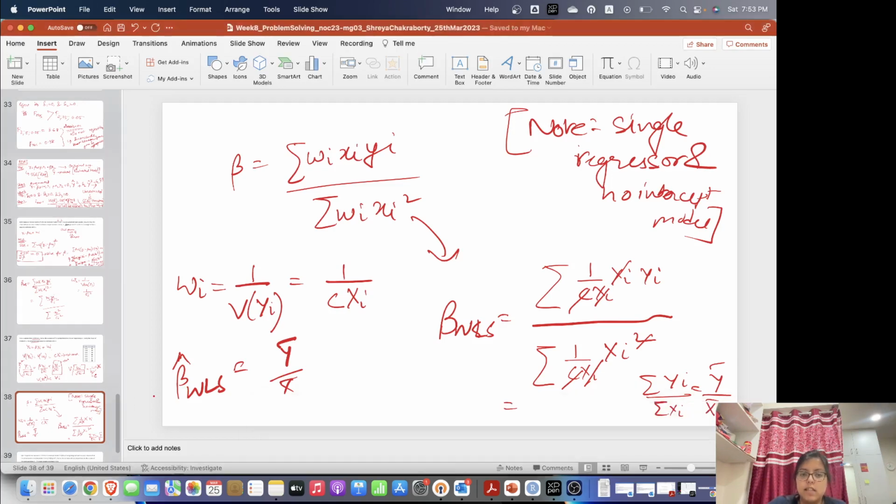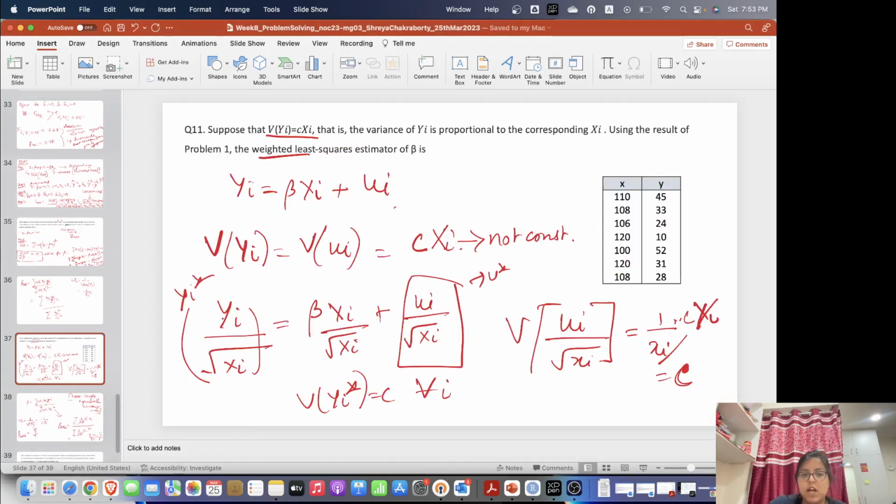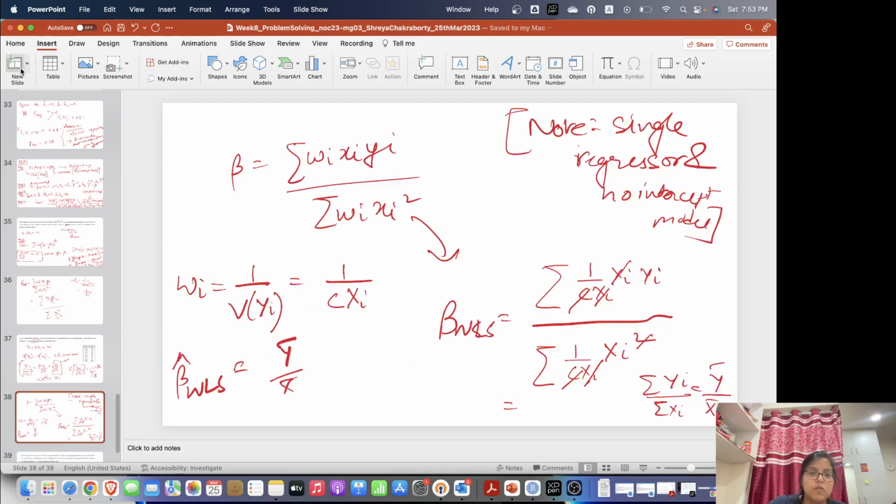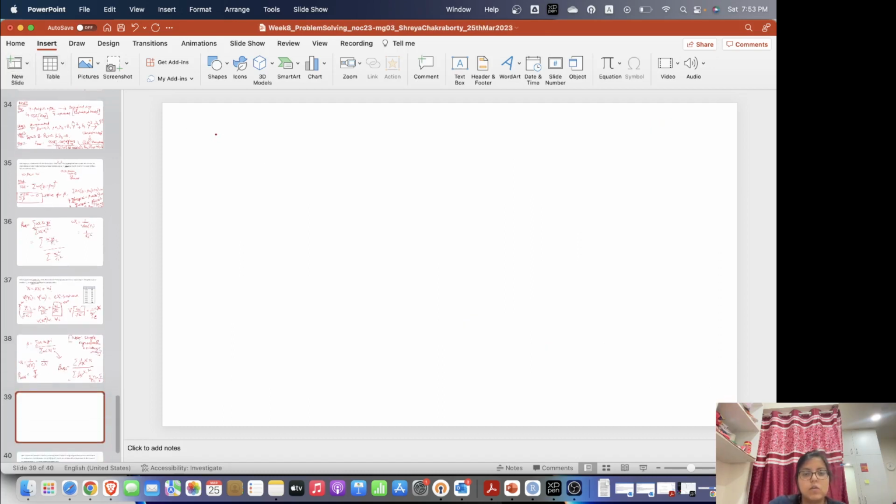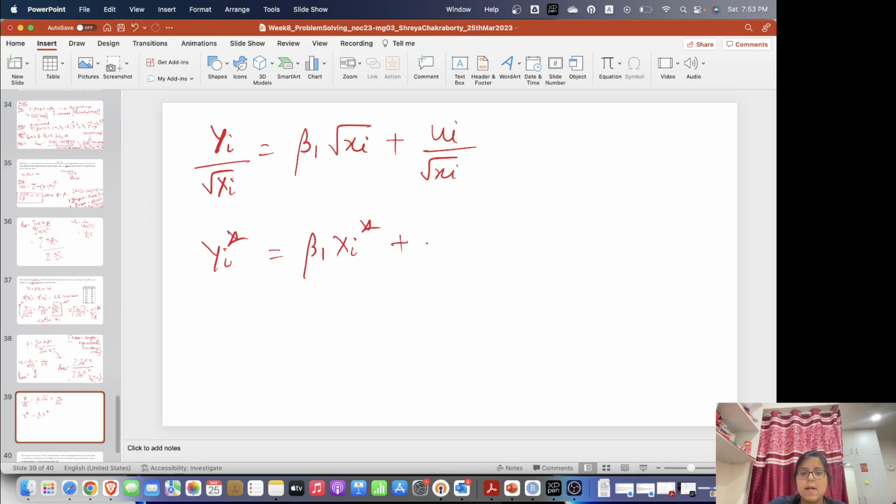Is it okay? This is one way out, or the other way is we transform the variables and then calculate from there. If we go that way also, I'm going to show you what is going to happen. So we have yi by root xi equals beta 1 root xi plus ui by root xi. So this is the system yi star equal to beta 1 xi star plus some ui star.